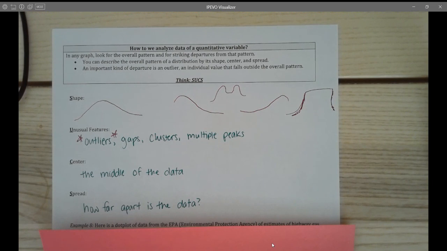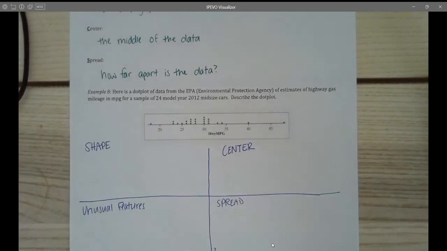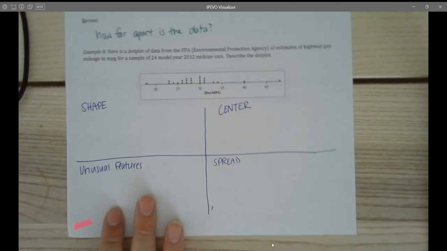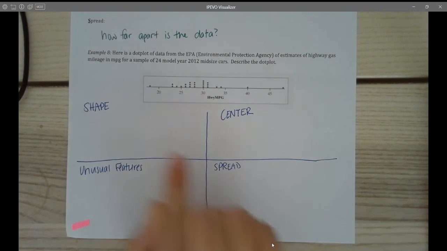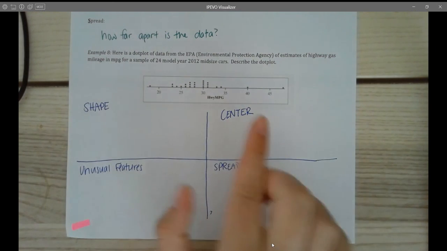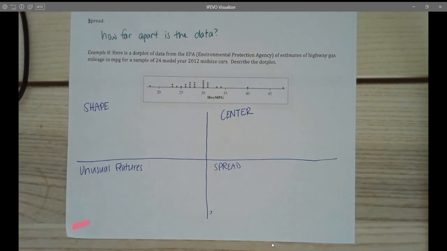So actually, let's use our acronym here, and let's describe this dot plot below. Sometimes what I do when I am describing a graph is I just like to make a grid, and shape, center, spread, and unusual features, I like to put them all on there. You do need to write in complete sentences when you're talking about the data.